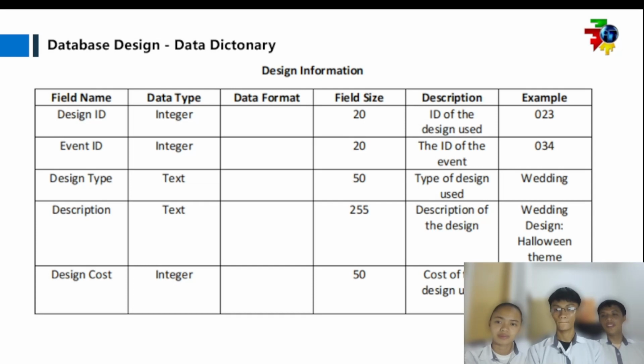Design information, the design ID, the data type is integer, the field size is 20. Event ID, the type is integer, field size is 20. Design type, data type is text, the field size is 50. Description, the data type is text, the field size is 255. Design cost, data type integer, the field size is 50.